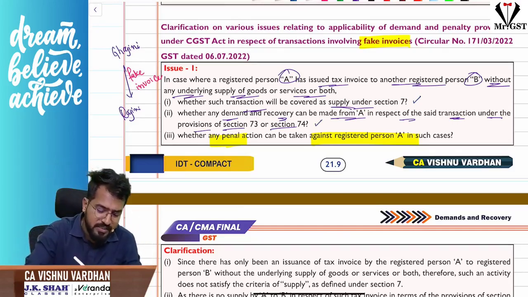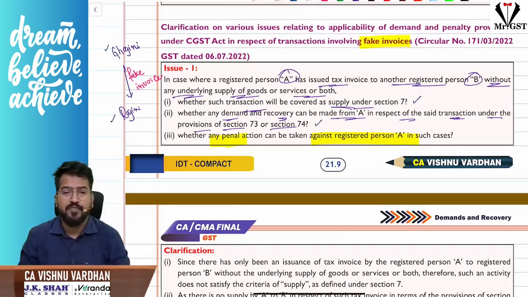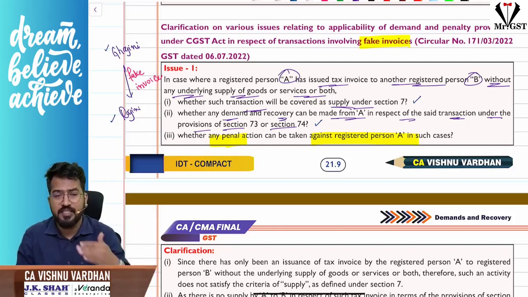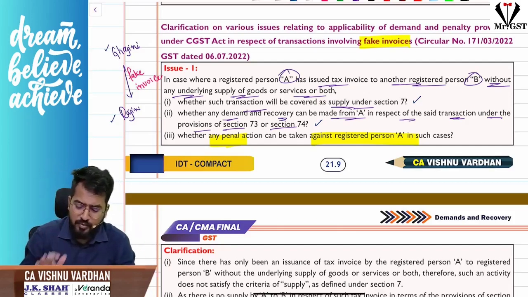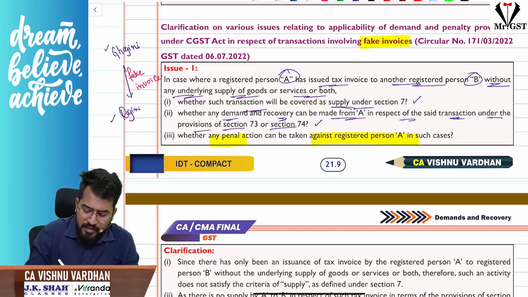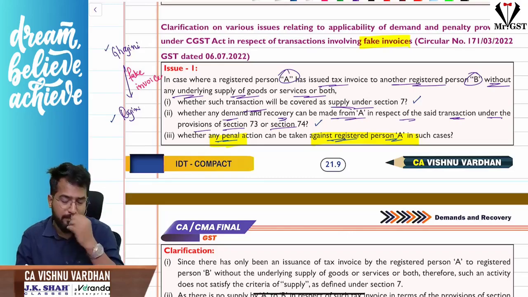Let us assume Gajini is issuing fake invoices to Rajini. Can we recover the taxes from Gajini under section 73 or 74, is the concept. And whether any penal action against Gajini in the example can be taken. That is what the doubt is.